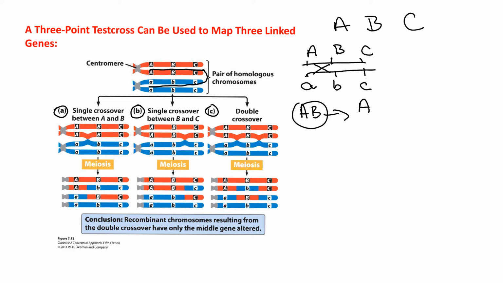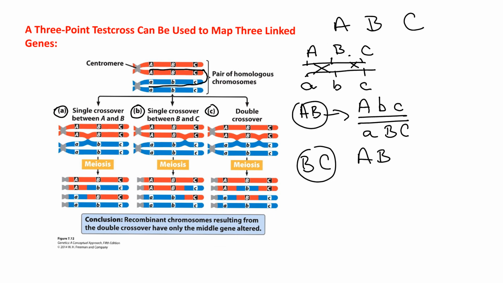What would happen if you have single crossing over between genes B and C? So you have single crossing over between genes B and C right here. In this case, you would have A, B and C, and the second chromatid will carry A, B and C. So these are single crossing overs.